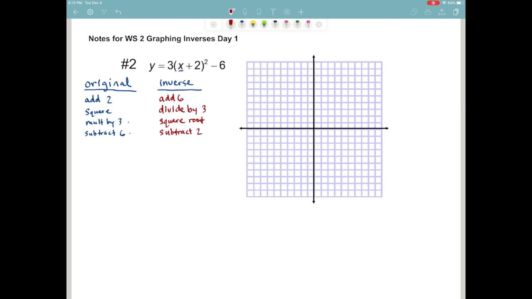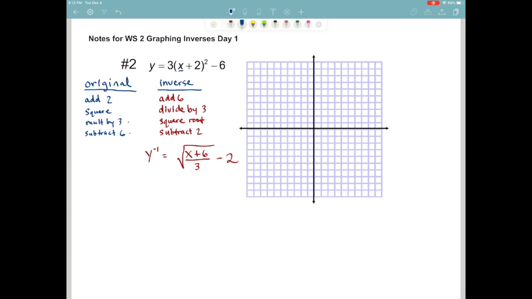If we want to build that here, let's build it underneath. We're starting with x, and we're going to add 6 to it. We're going to divide that by 3. We're going to take the square root, and then we're going to subtract 2. So as we take this here, let's go ahead and graph our original first. And then we'll come back and talk a little bit more about our inverse function here.